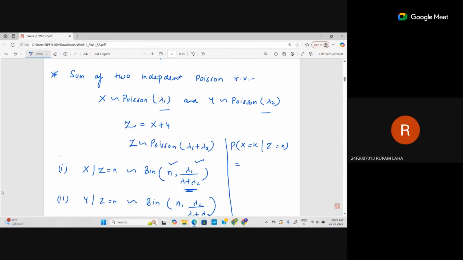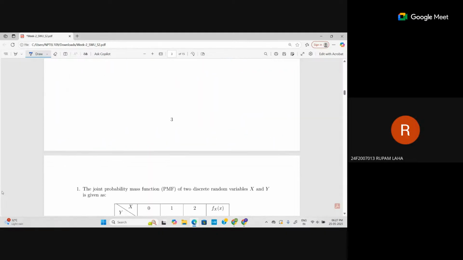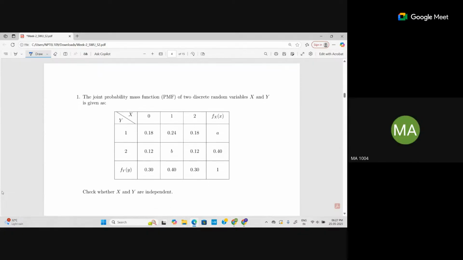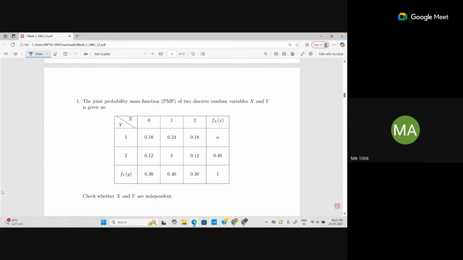Yes, done. Okay, so now we will solve the questions. This is your first question. The joint PMF of two discrete random variables x and y is given. Now you have to check whether x and y are independent or not. So try to solve it.